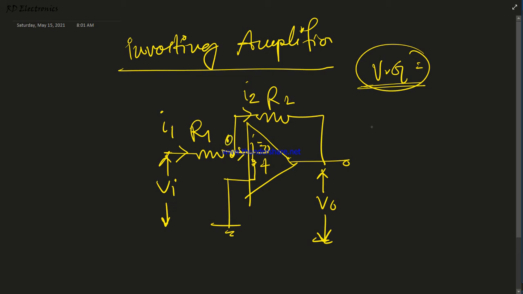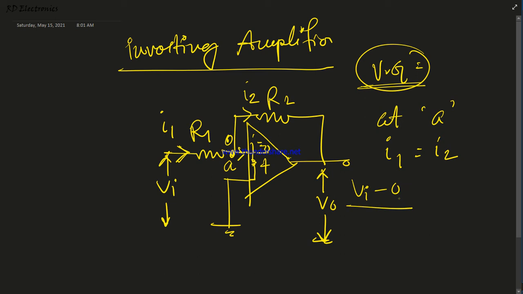Okay, so now applying KCL, say this point is A. At point A, if we apply KCL, then we get I1 equal to I2, because it is a simple equation: this I1 is entering this point and this I2 is outgoing from this point. So I1 equal to I2. So now what is the value of I1?